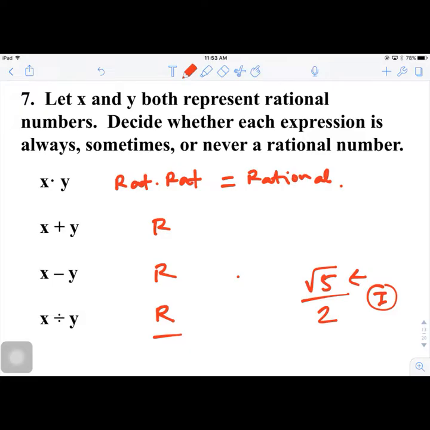Number 7, let both x and y represent rational numbers. Decide whether each expression is sometimes, always, or never a rational number. So if we multiply, add, subtract, or divide any of the rational numbers, we should be able to get a rational answer back. So all of these are rational numbers. An example of a non-rational would be if you already have an irrational number on top, such as radical 5 divided by 2, you're going to have an irrational answer because of the radical 5 on top. So otherwise, you should have all rational numbers.